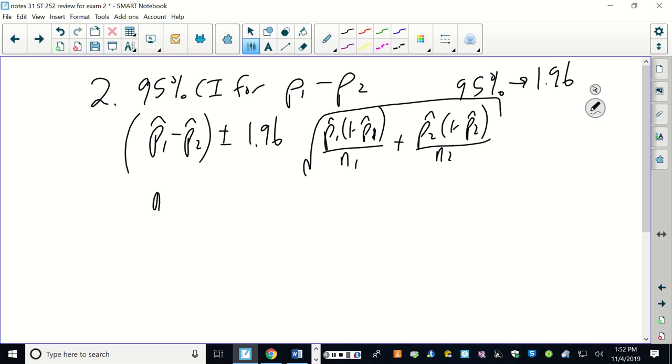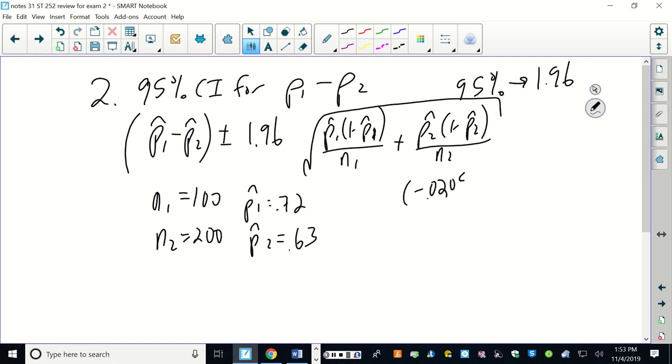There were 100 in the first group, and its estimate was 0.72. There are 200 in the second group, and its estimate from the description is 0.63. If I plug in those numbers, I get negative 0.0205 to 0.2005. The estimated difference is about 9%. And that's the interval.